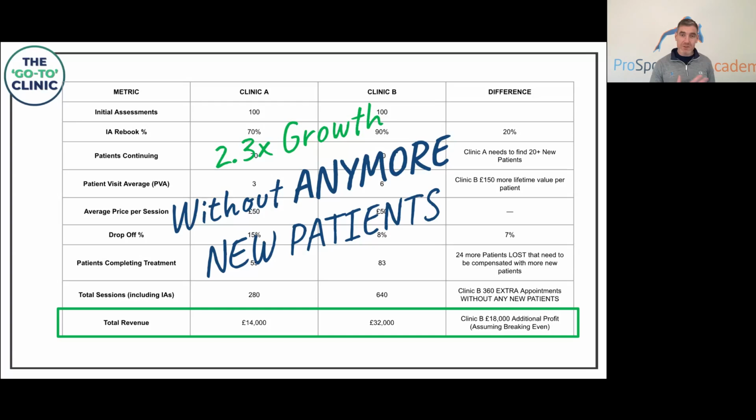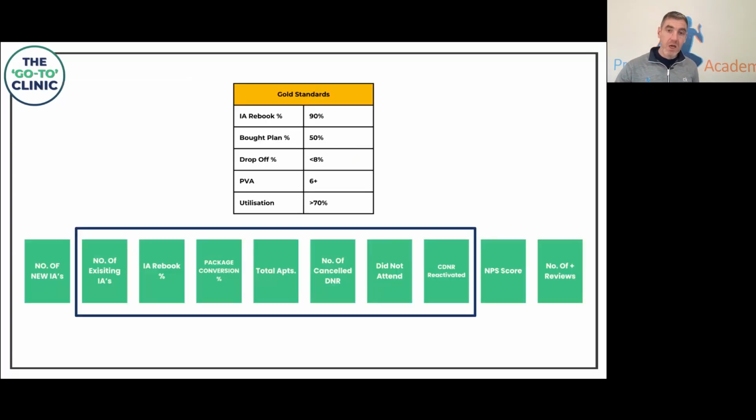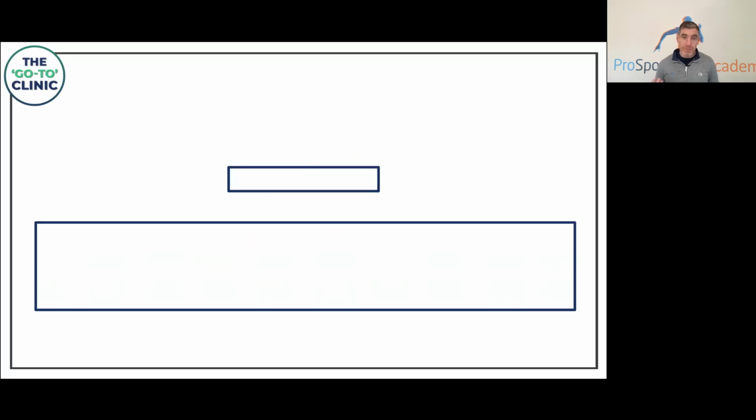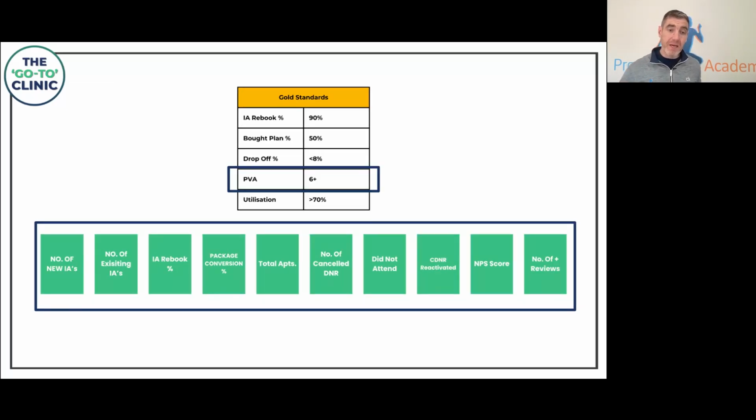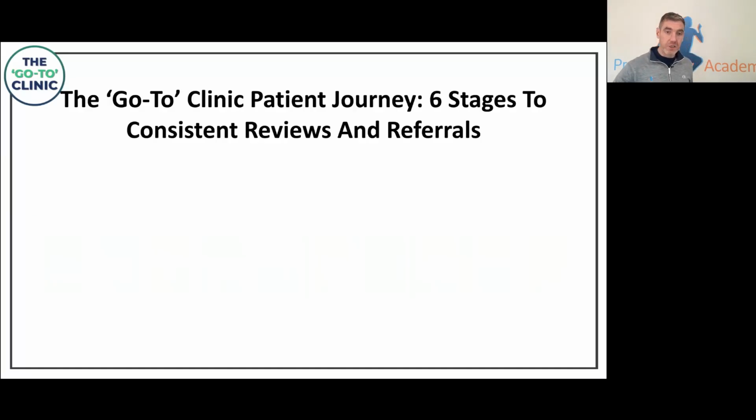The last few episodes talked a lot about those other metrics, but today we want to talk about the patient visit average in total. What influences your patient visit average is everything from the very first session all the way to the final session. Everything matters for the patient visit average, whereas with the IA rebook percentage, you're mainly concerned with the first session. So this is where the go-to clinic patient journey six stages become really important, because we need all of them.